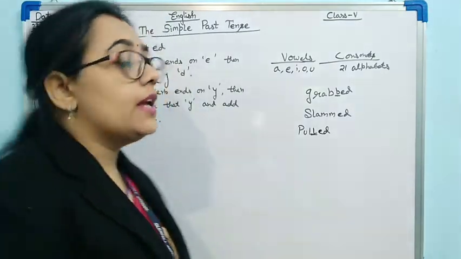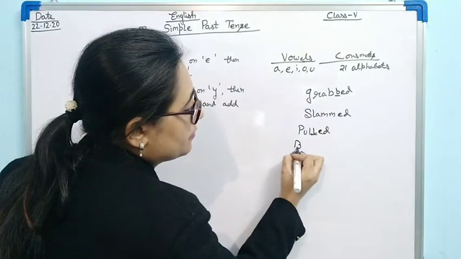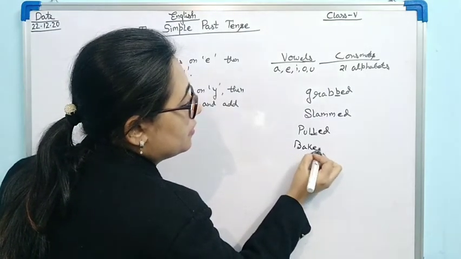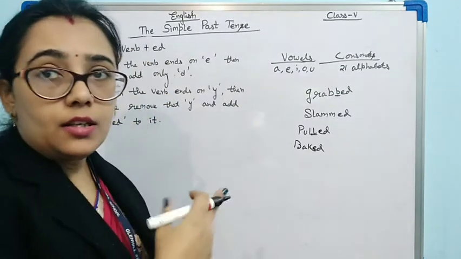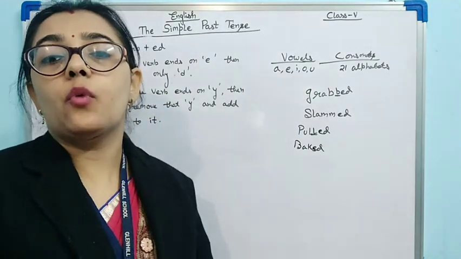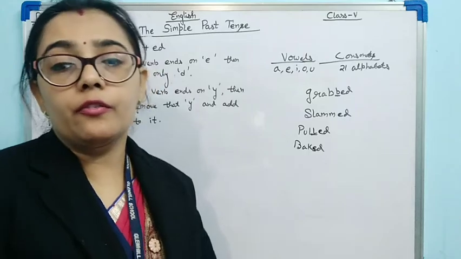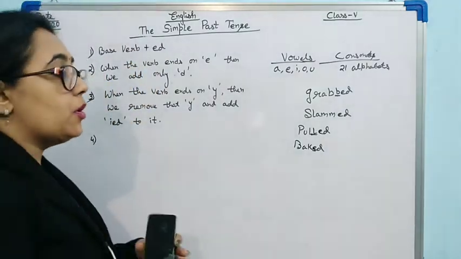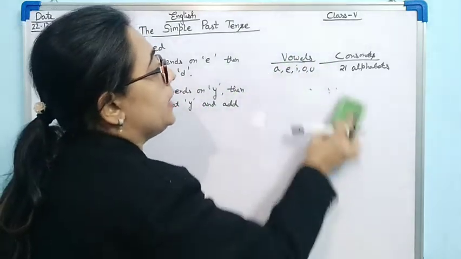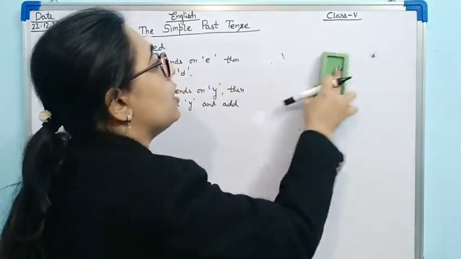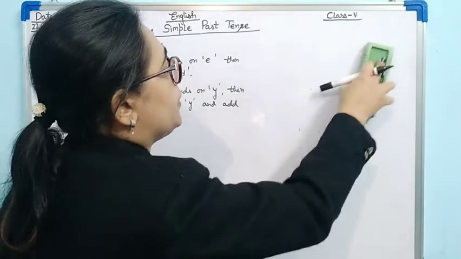Now these are some regular verbs. Like baked, see, baked. It is from the word bake. This thing I have said. These are the regular verbs. Now, suppose I give other examples. So this is also a thing to keep in mind, that a verb when it ends on a consonant. Let me write it.